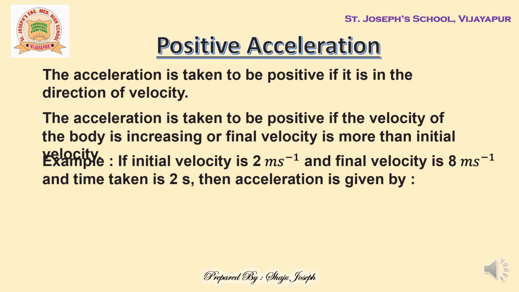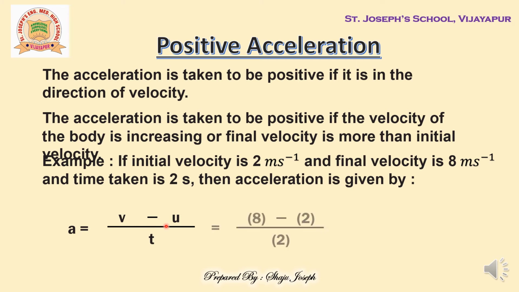Then acceleration is given by, let us calculate using the previous formula. What is the formula? a is equal to (v minus u) by t. What is v there? Final velocity. What is u? u is initial velocity. So final velocity minus initial velocity divided by, see, we have already said rate. Rate means what? Divided by time. So let us put the values.